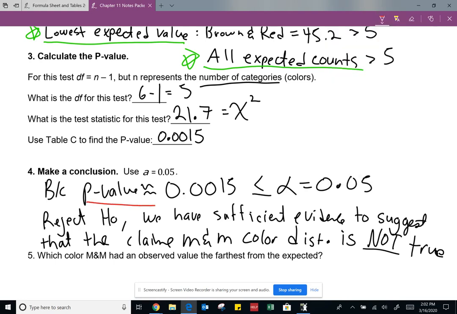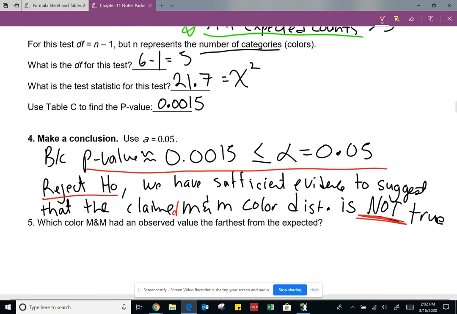We are saying that the p-value is less than or equal to alpha, which allows us to reject our H0. And then we're rejecting H0, so we have evidence for HA. But instead of just saying for HA, we have to make sure we add in that context to get all of the points for our conclusion. So p-value is less than alpha, we reject H0, we have sufficient evidence to suggest that the claimed M&M color distribution is not true, and that is our HA.